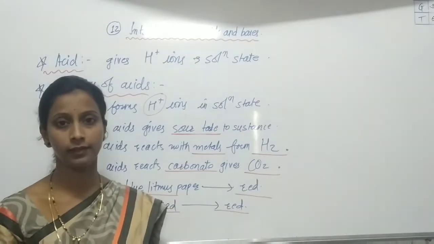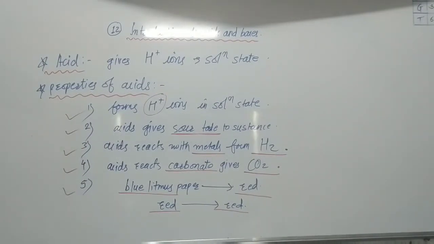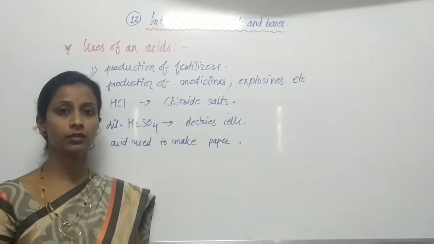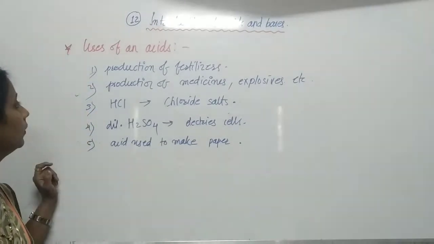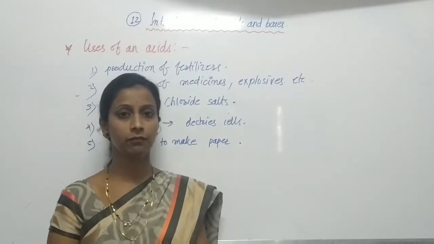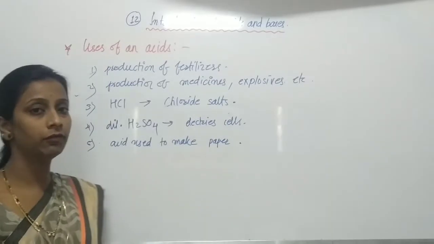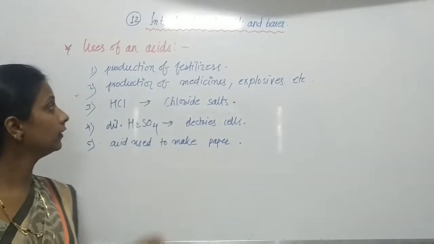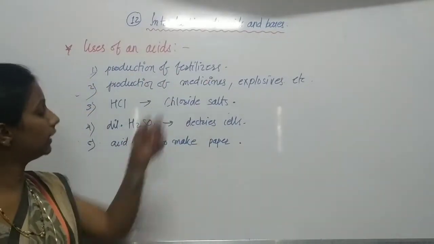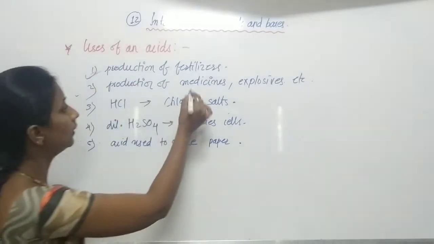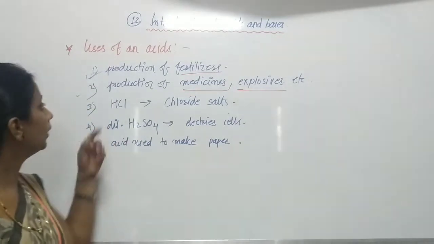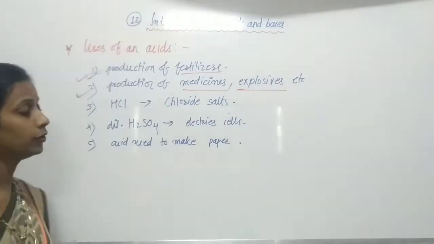Now we will see the uses of acids. So here some uses are given. First is production of fertilizers. We know that we are using different kinds of fertilizers in our farms, and acids are constituents of these fertilizers. For the production of fertilizers, medicine and some explosives, acid is used. So these are the uses of acid.